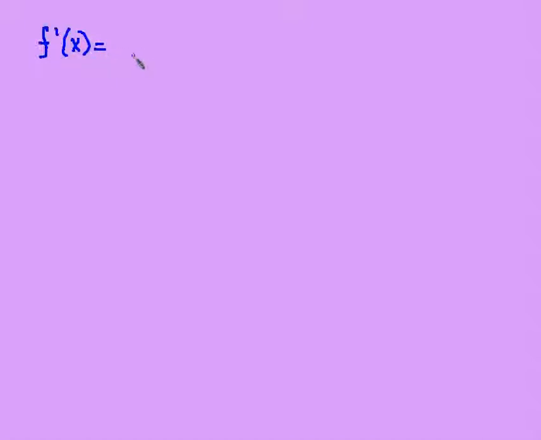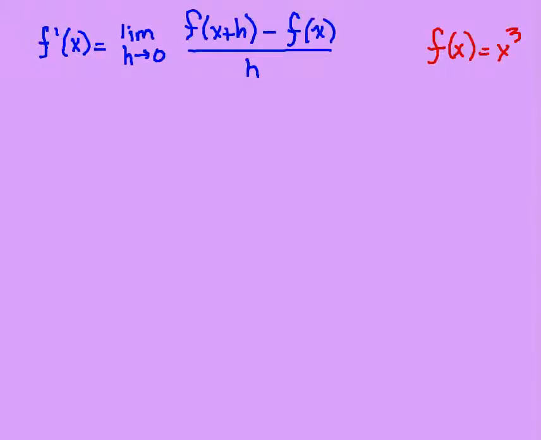So first off, we lay down the second definition of the derivative. There it is, the second definition of the derivative, and over here in red is, just as a reminder, the function that we're looking at. Now I'm going to take the x cubed and use that as my function, plug in x plus h into the function, plug in x into the function, and rewrite this, which then looks like this.